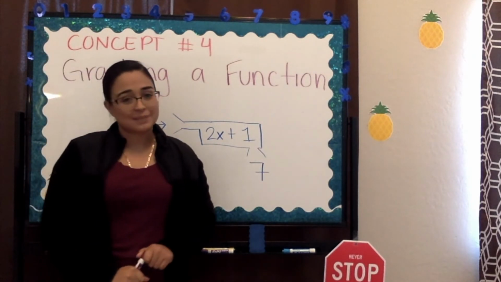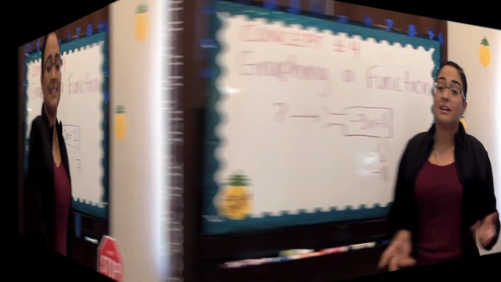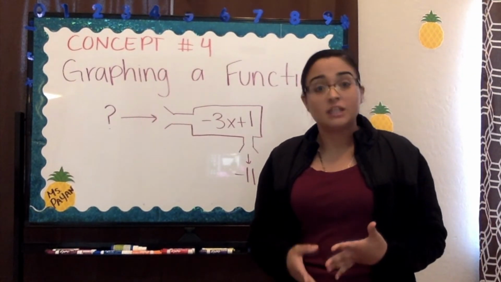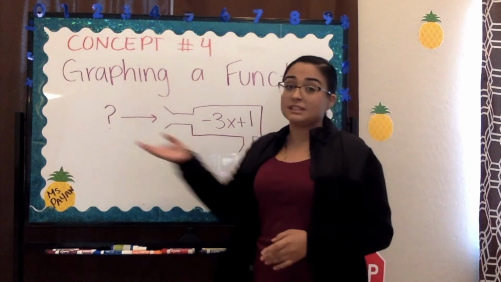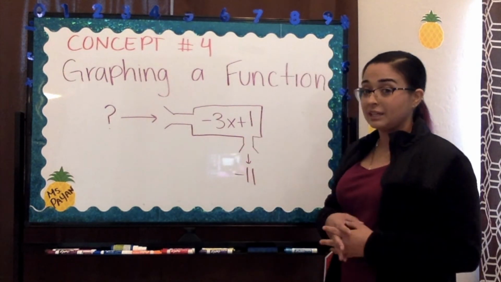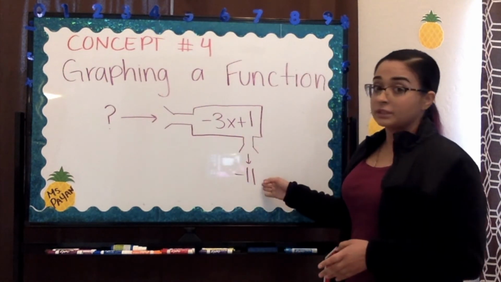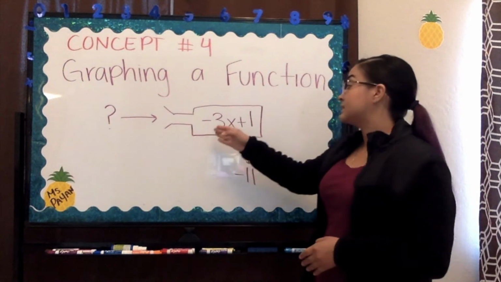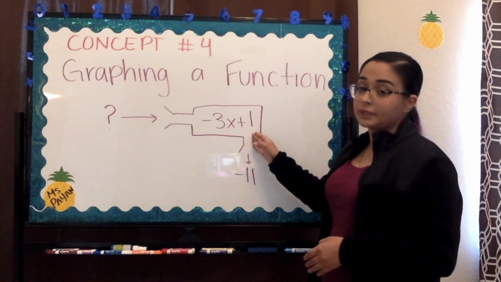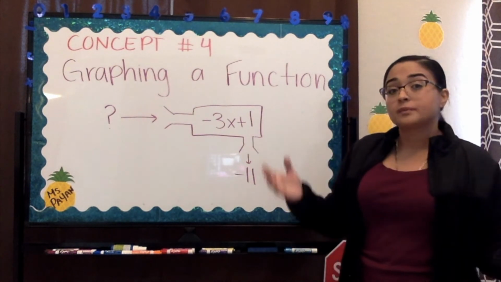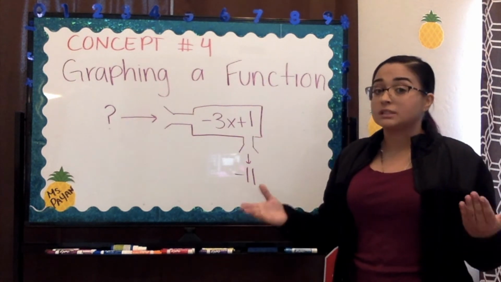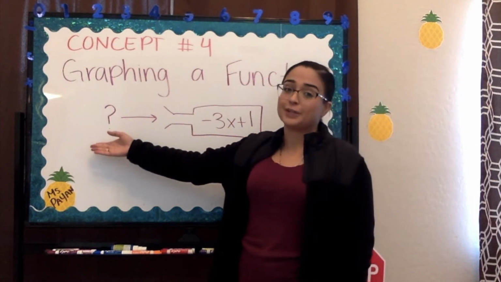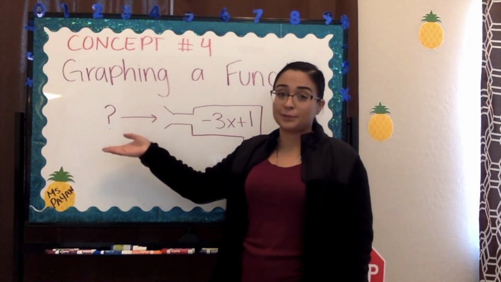Let's get into your assignment for today. Now for your assignment today, I want you to take the same steps that I just took to solve for our input in this function, okay? So we know that our output is negative 11, and our function is negative 3x plus 1. So again, pretty much what you're doing is solving for x to find out your input, which is your independent variable.